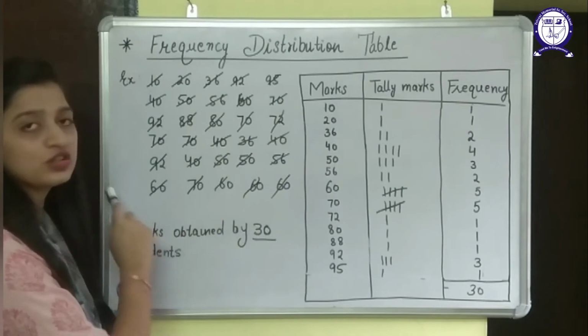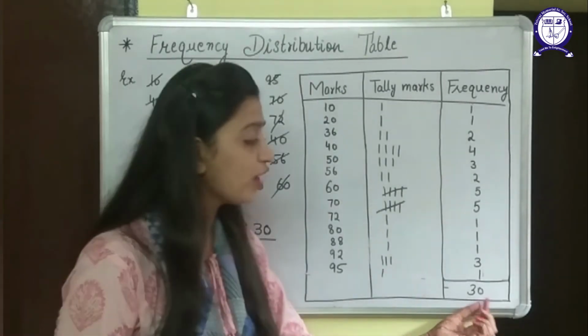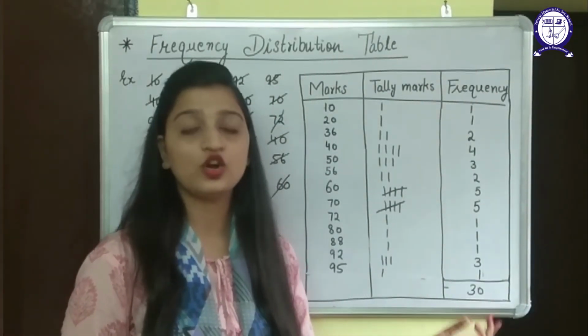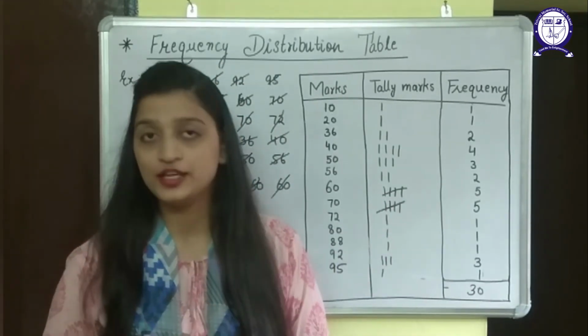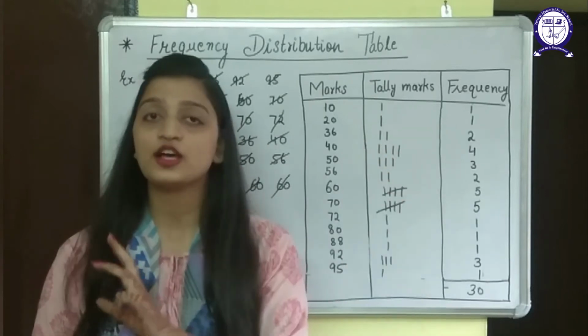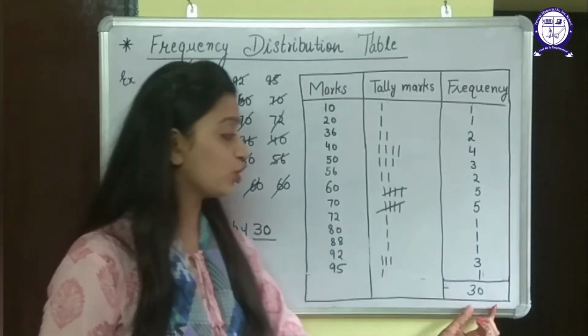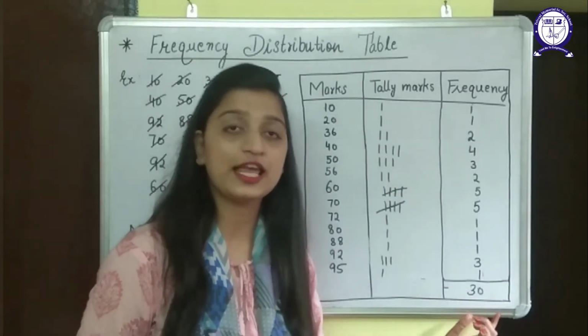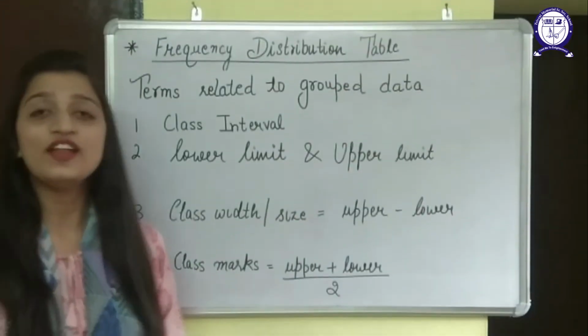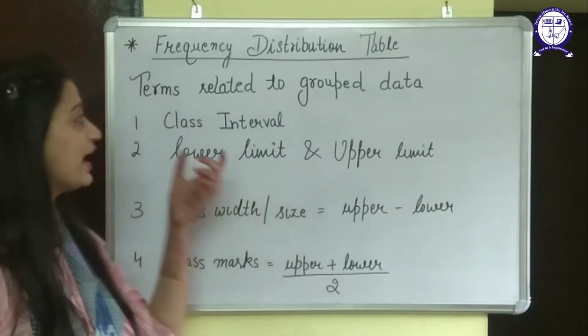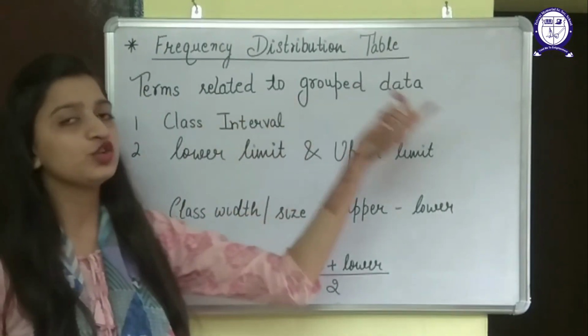These numbers are also 30. If you do not get 30 over here, or the total given to you in the question, then there is a mistake in your question and you need to check the question again. So the total should always be the same as the one given in the question. Now let's come to our next topic, that is terms related to group data.